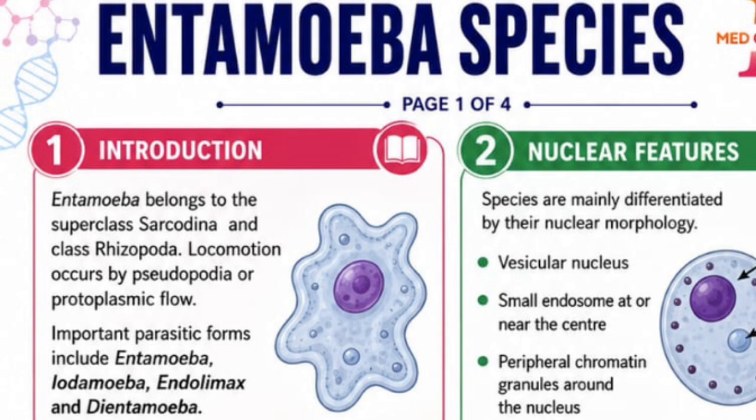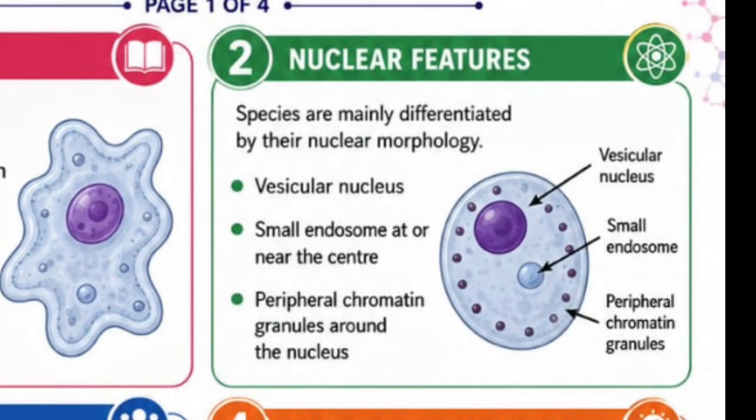Now, what are their nuclear features? They have what we call a vesicular nucleus. Their nucleus is in a vesicle shape. You also have a small endosome located centrally, and peripherally you have chromatin granules. So their nucleus is vesicular in shape, very big, followed by a small endosome and peripheral chromatin granules. That's how their nucleus is, because their nucleus is very important when you're talking about Amoeba species.